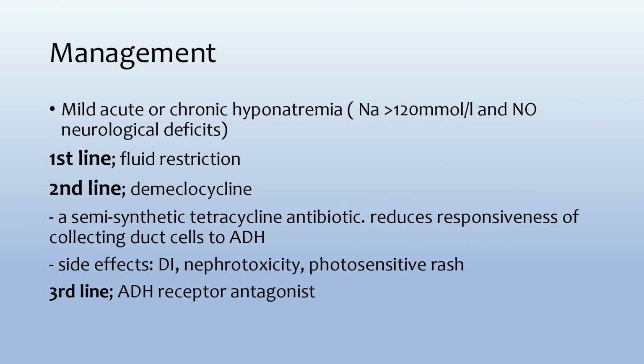So how to manage SIADH? For mild hyponatremia or chronic hyponatremia where the sodium level is more than 120 millimole per liter and there is no neurological deficit, first line is fluid restriction. Then as second line we can use demeclocycline, which is a semi-synthetic tetracycline antibiotic, which reduces the response of the collecting duct to ADH. And thirdly, we can use an ADH receptor antagonist. But the first line, fluid restriction, is very important.